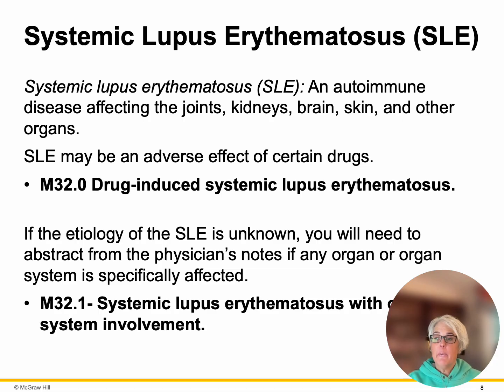This is a great example of how musculoskeletal symptoms, joint pain, arthritis may be only one part of a multi-system condition.